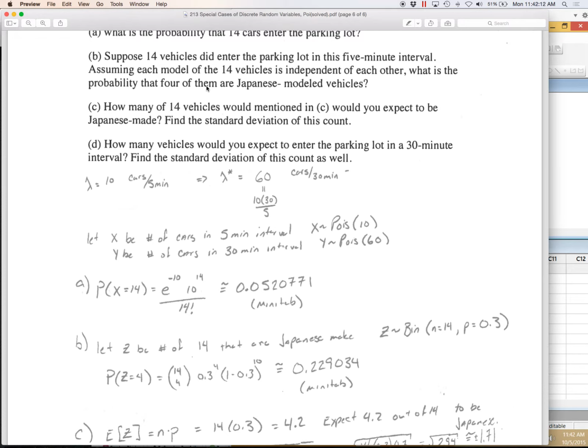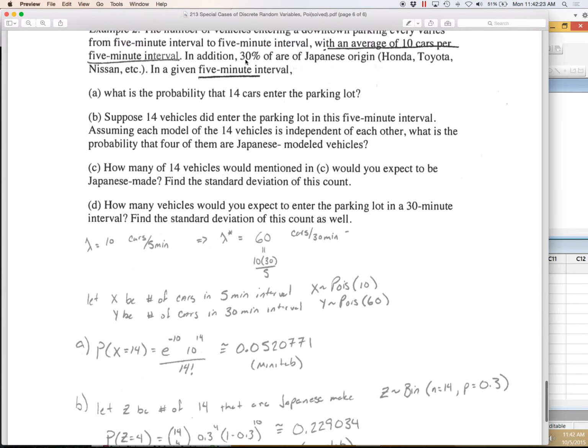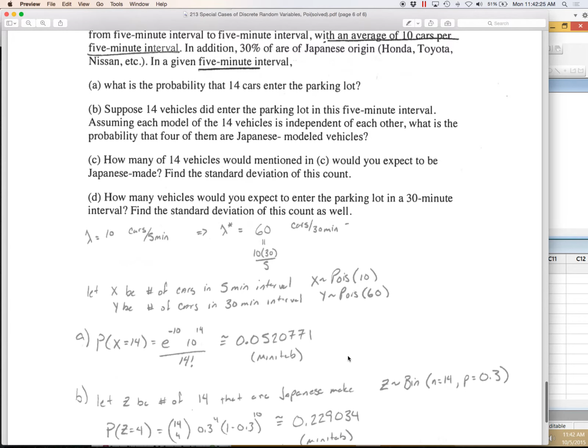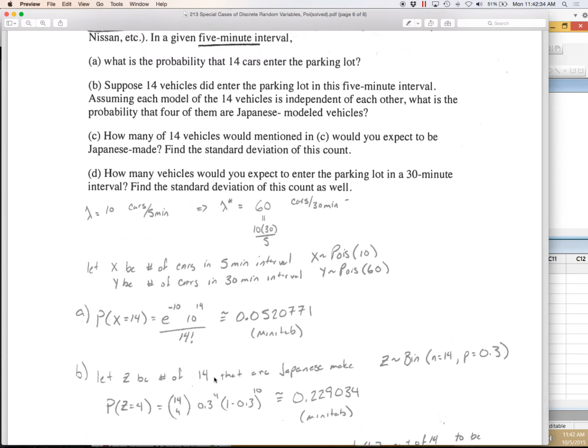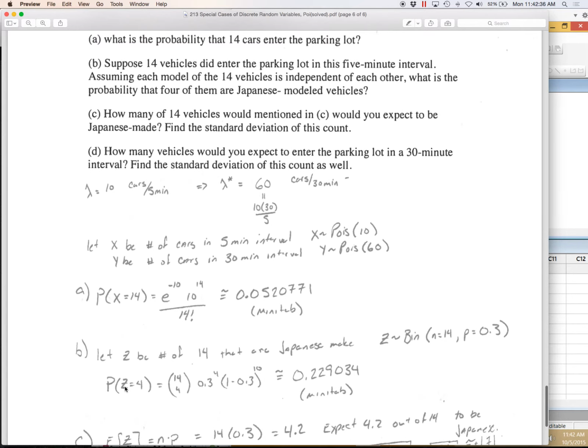Now, if these cars are independent of each other, then what's happening? Really what's happening here is now we have a fixed number of repeats. We know that the number of reps is 14. The probability of being Japanese was given up here. It says 30% of cars are Japanese and they're independent. This must actually be binomial, not Poisson. The number of reps is known. So what's the probability of exactly 4 of the 14 being Japanese?